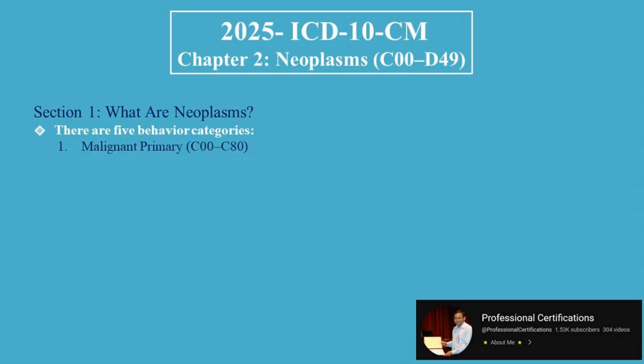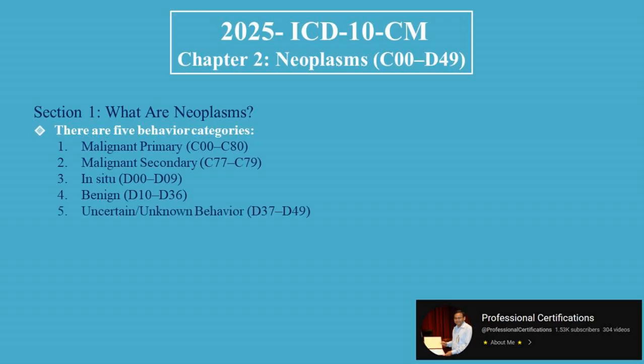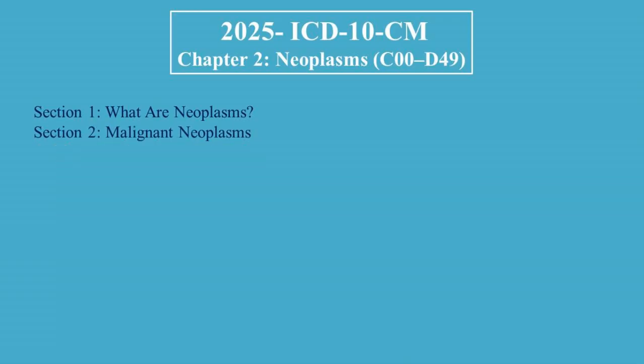1. Malignant Primary, C00 to C80. 2. Malignant Secondary, C77 to C79. 3. In situ, D00 to D09. 4. Benign, D10 to D36. 5. Uncertain/unknown behavior, D37 to D49.